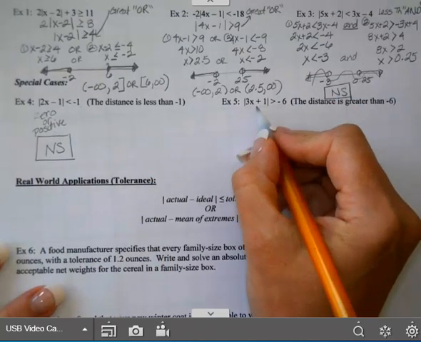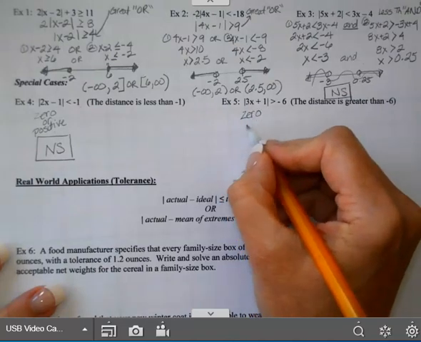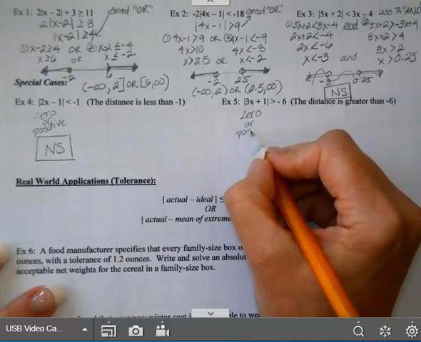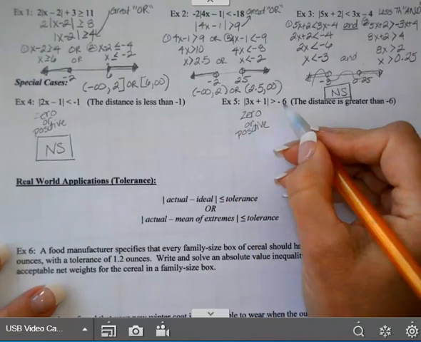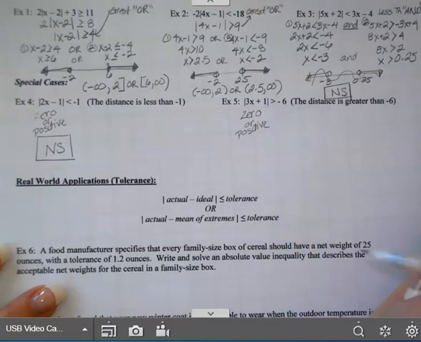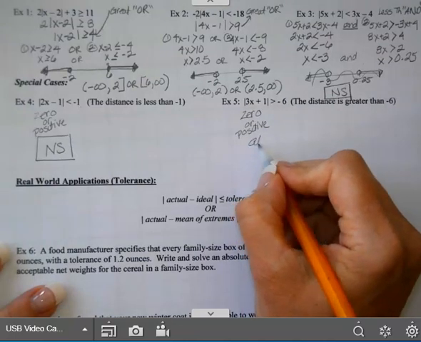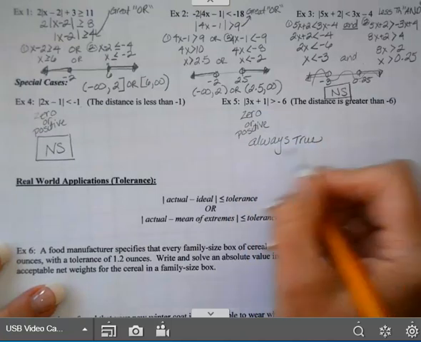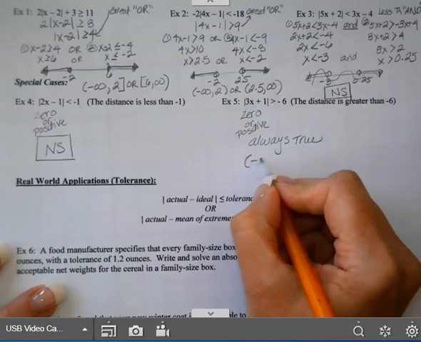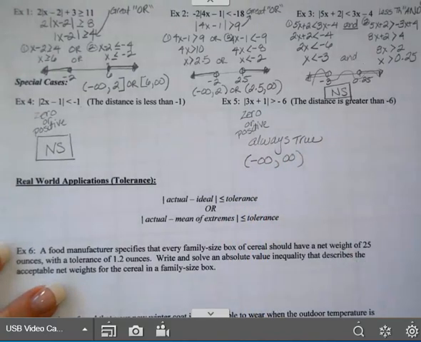On example 5, the absolute value, so this left side, the smallest it can be is 0. It could be positive, but it's going to be one of those options. And that is always bigger than a negative. So this is always true. So my solution is all real numbers. And to write that in interval notation, you would just do negative infinity, comma, positive infinity.